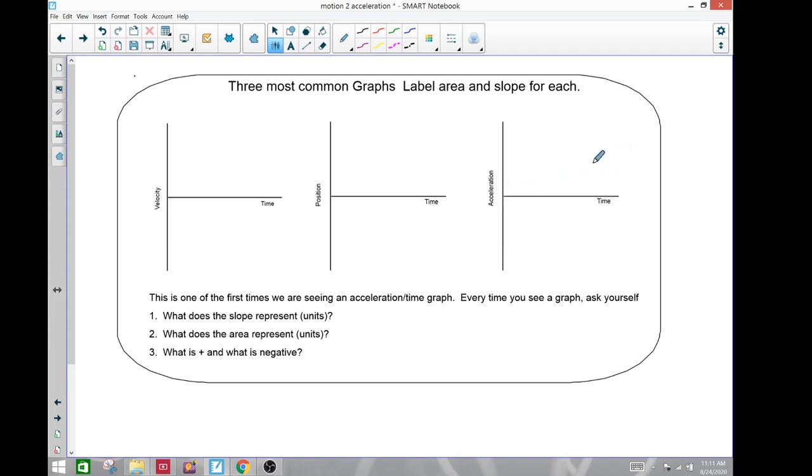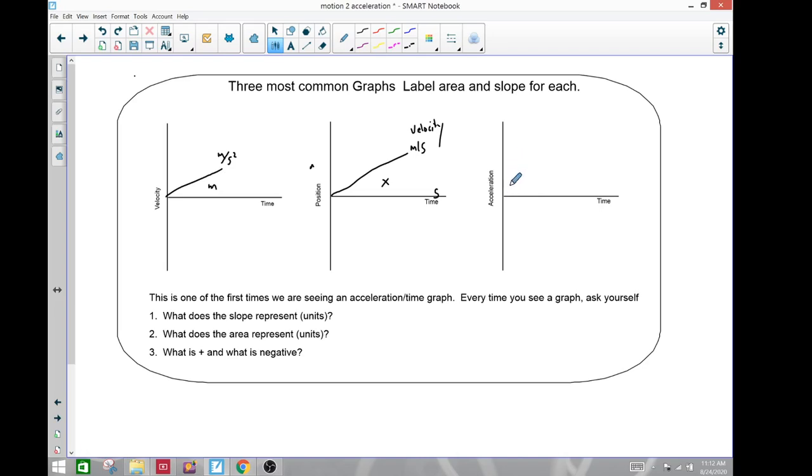acceleration and time graph. So on the position time graph, of course, the slope is meters over seconds, and therefore the slope is meters per second, which is velocity. Then here we have a slope that is going to be meters per second squared, and the area of the curve is meters. That's important. This area doesn't always do much for us. And then we have acceleration.